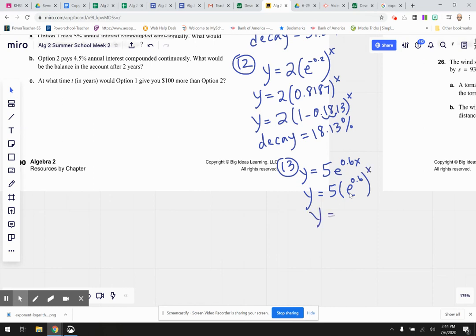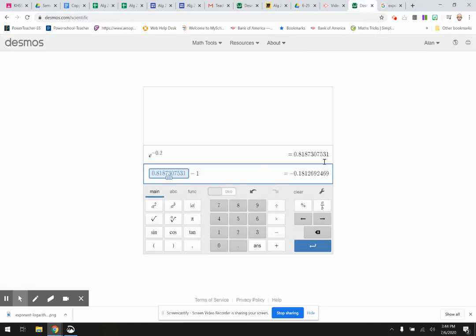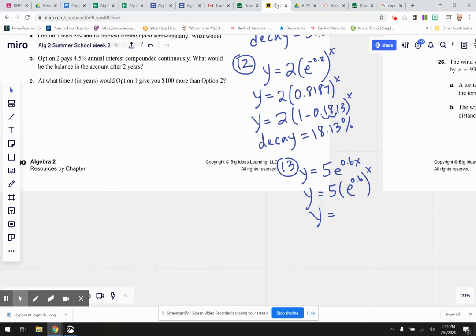So let's see what e to the 0.6 power is. Okay, let's clear all, and we get e up caret 0.6, 1.822. Let's just go 1.822. So you're going to get a 5, 1.822, and then to the x.